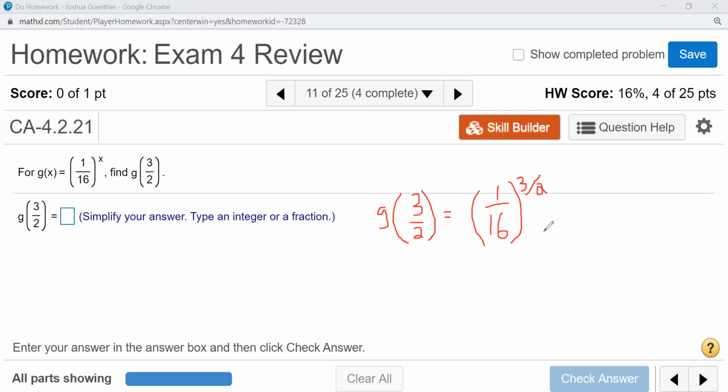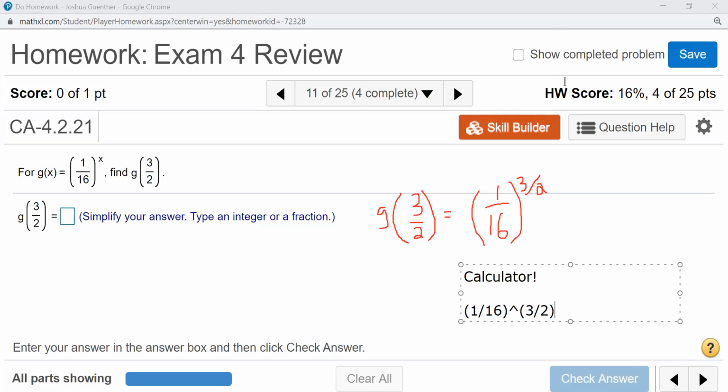And now there's 2 ways we can do this, but honestly, you can put this bad boy into your calculator exactly as you see it. You can do it like this: 1/16, put that in parentheses. Do the caret key, and then raise it to the 3 halves power. I would put 3 halves into parentheses as well. That's what I would do. And you should end up with 1/64.